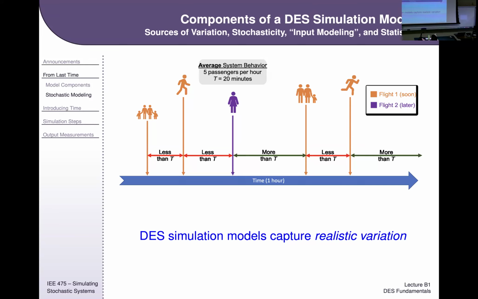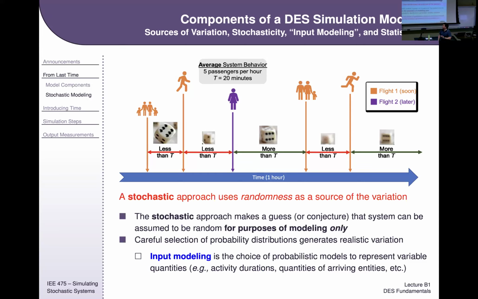We can claim that there's roughly 5 passengers arriving per hour. So there's roughly 20 minutes between every group of passengers. But they don't arrive on a conveyor belt with that regular spacing. They have irregular spacing, and so they have real variation. So we want to capture that realistic variation in our models. And we're going to do that through so-called stochastic modeling.